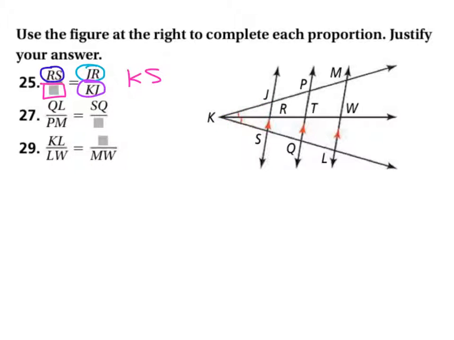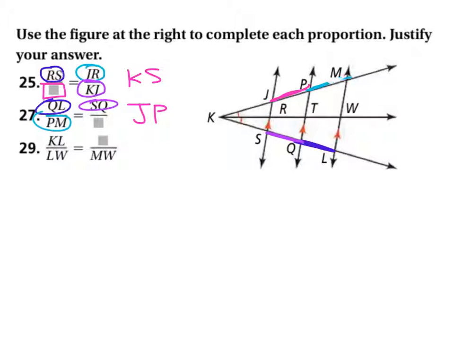The second one is going to be using this corollary to the side splitter theorem, which says, let's see, QL, we'll do the same thing. QL, there in dark blue, is to PM, where's this PM? On the other side in light blue is to SQ, or as SQ, I should say, as SQ, this in purple right there, is to what? And of course it's going to be that other side, JP or PJ. So I'll just call it JP. Okay, just one second. And let me do the last one.